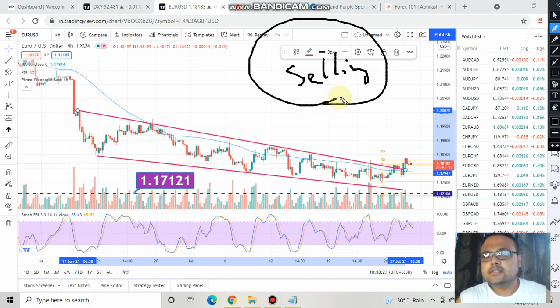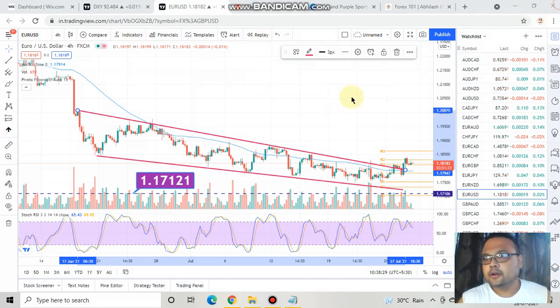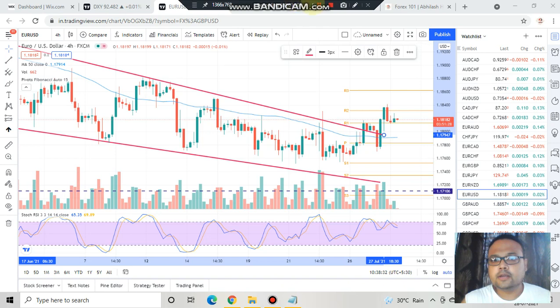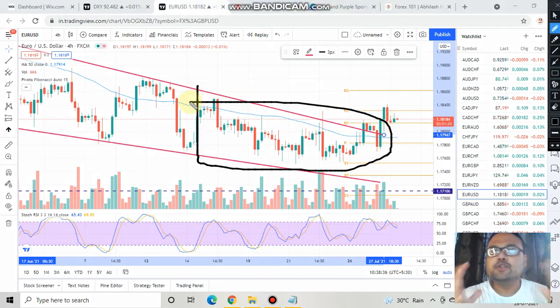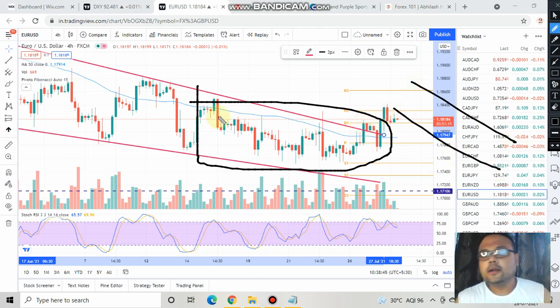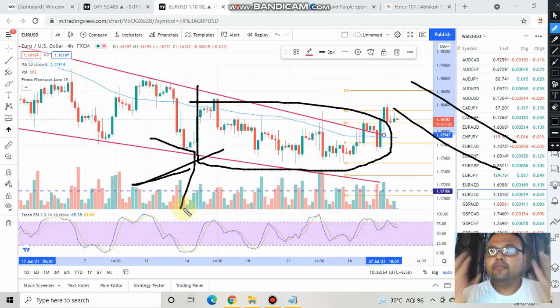But if we just focus on this particular portion of the chart, we can easily see that there is not much movement in the market going on. The market may be in a downtrend, trading in a downward channel here, but there is not much volatility in the market. And as we all know, if there is no volatility in the market, then you cannot make money from the market.